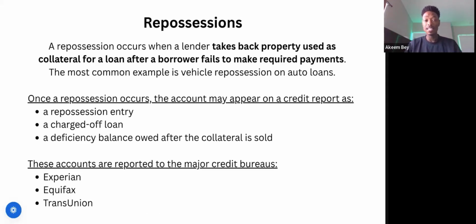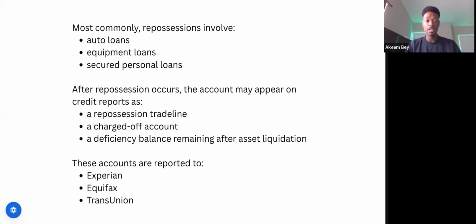With repossessions, a repossession occurs when a lender takes back property that's used as collateral for a loan after a borrower fails to make required payments. The most common example is vehicle repossession on auto loans. Once a repossession occurs, the account may appear on your credit report as a repossession entry, a charged off loan, or a deficiency balance owed after the collateral is sold. And of course, they are going to be on your Experian, Equifax, and TransUnion reports.